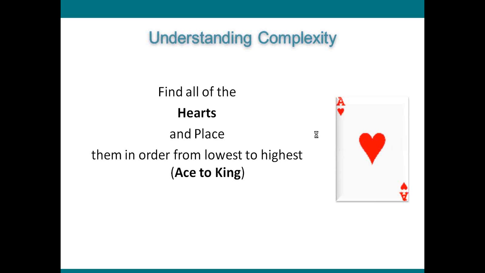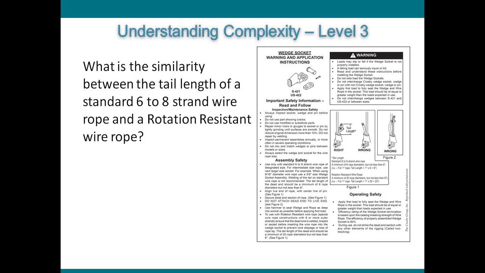There we go. Okay, so taking a look at this document here on the right, the question is, what is the similarity between the tail length of a standard 6 to 8 strand wire rope and a rotational resistant wire rope? So again, using the keywords in the question, standard 6 to 8 strand wire rope, rotational resistant rope, and tail length, I'm going to try to find out the similarities.